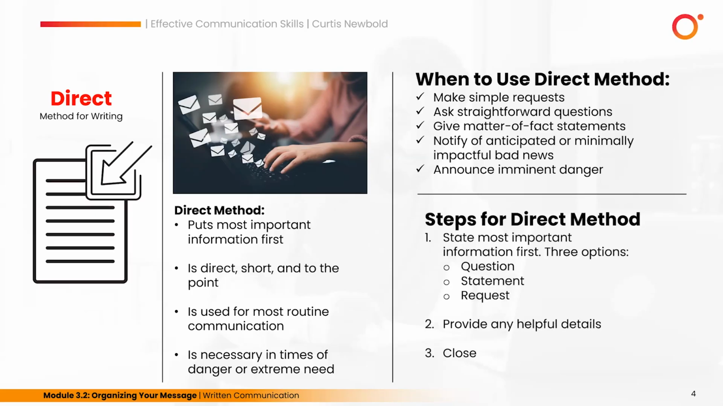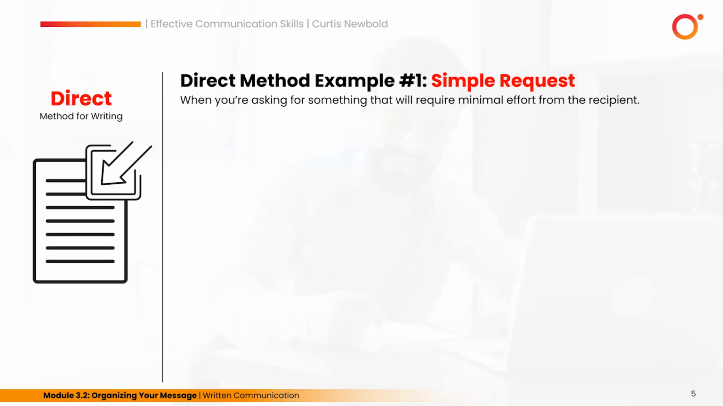All right, so three very quick steps when you write in the direct method. You're just going to state the most important thing first. You have three options: you can ask a question, give a statement, make a request, or provide safety information. You can provide any helpful details after that, and then lastly, you'll close your message. So that's the direct method for writing. Let's look at some examples of what this looks like.